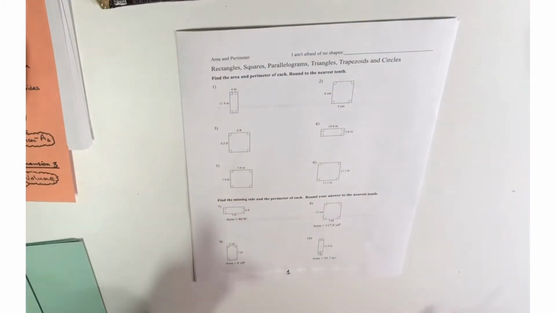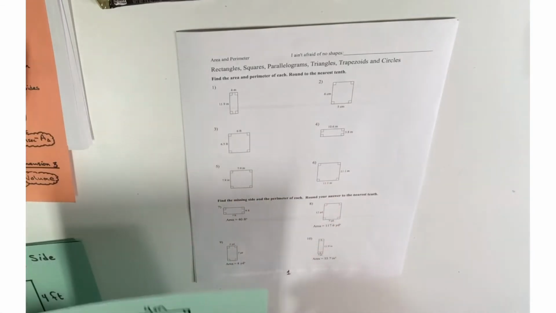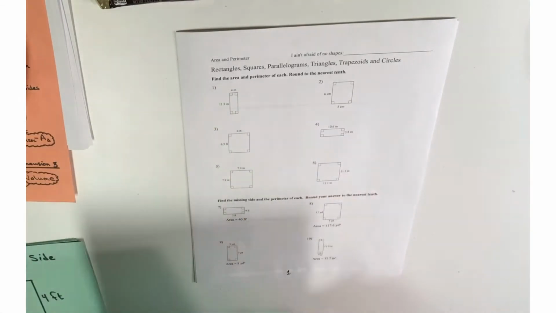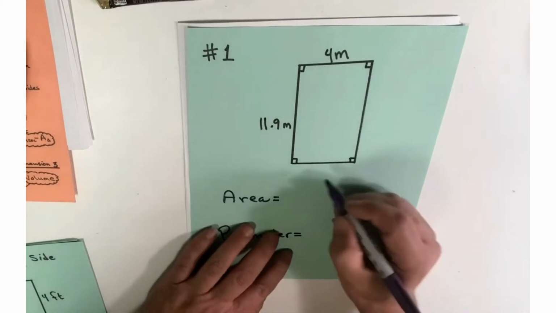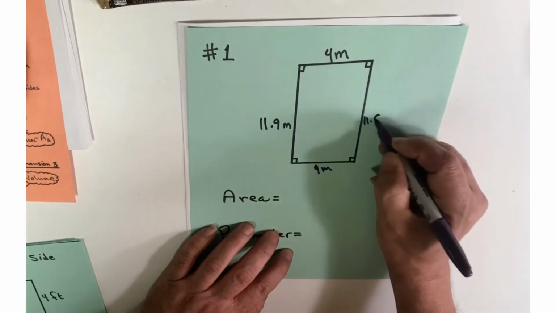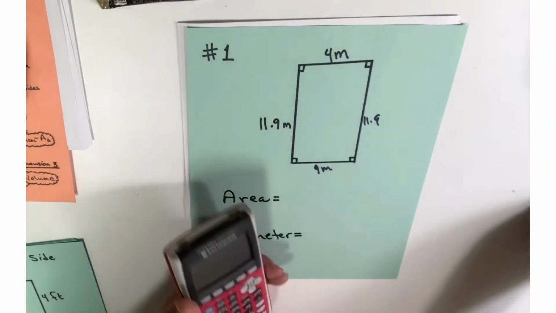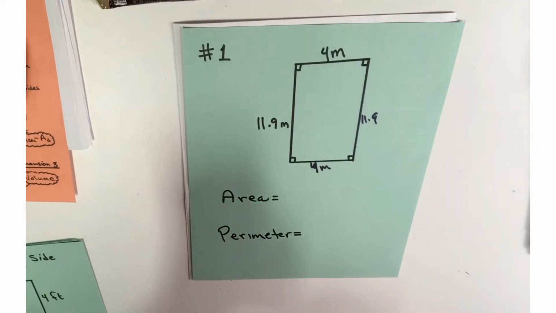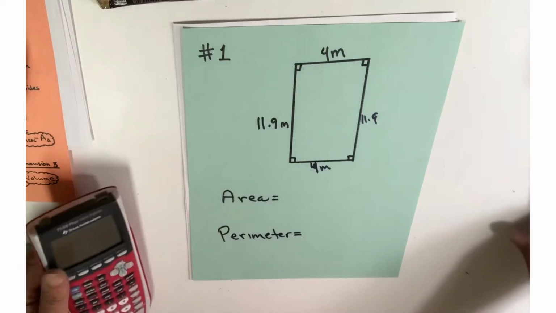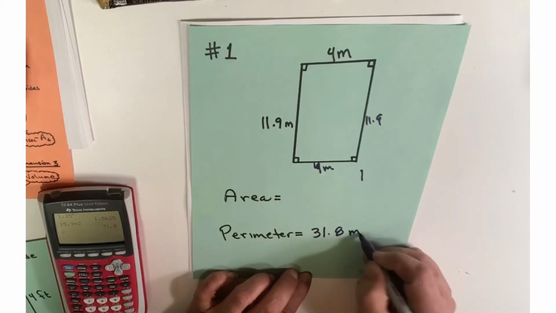Out of every section here, I'm going to go ahead and do the first one, okay? Because these are kind of small, I'm going to put them on bigger paper. It says, find the area and perimeter to the nearest tenth. The perimeter here: 4 meters, 11.9. If you add 11.9 plus 4, that would be 15.9. 15.9 times 2, and you get the perimeter to be 31.8 meters.